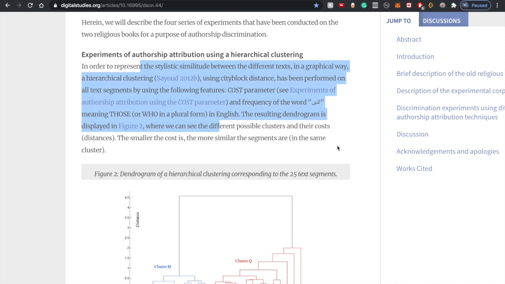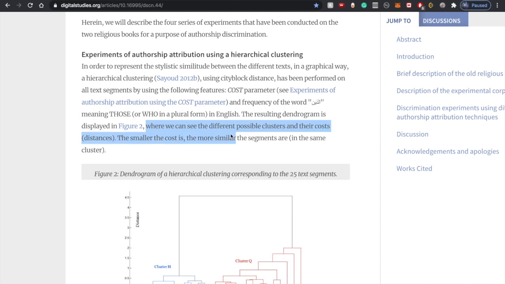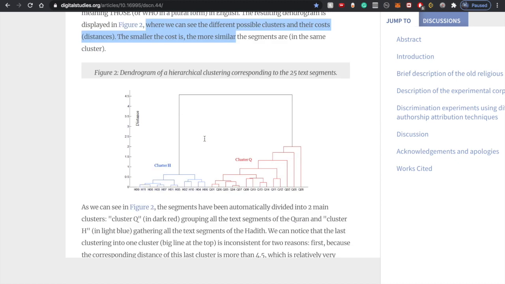Cost parameter, if you remember what cost is, it's like the same two letters at the end in this case. And in the beginning as well, I think they were mentioning two letters in the beginning, but I think they were just looking at the end for this one. And the frequency of the word alladina, meaning those. The resulting dendrogram is displayed in Figure 2, where we see the different possible clusters and their costs. The smaller the cost is, the more similar the segments are.